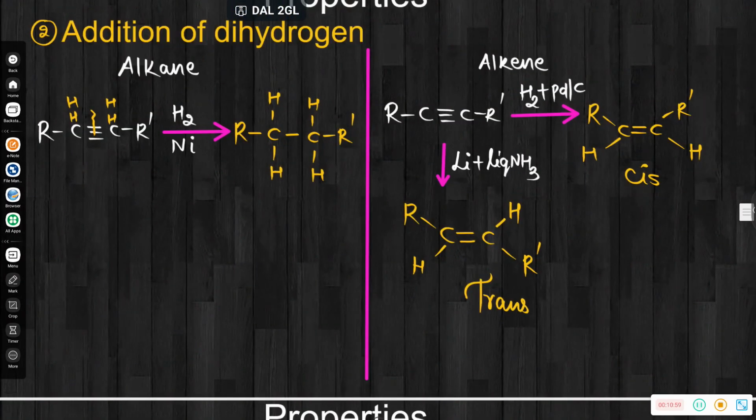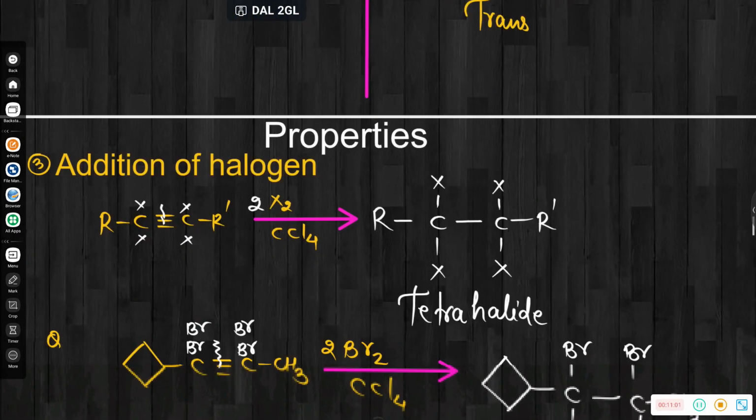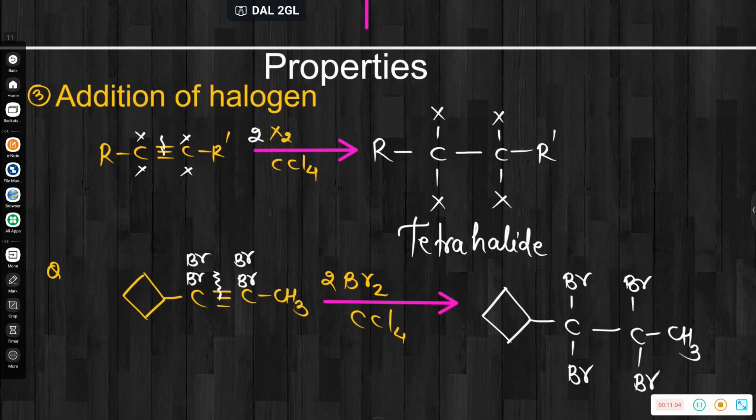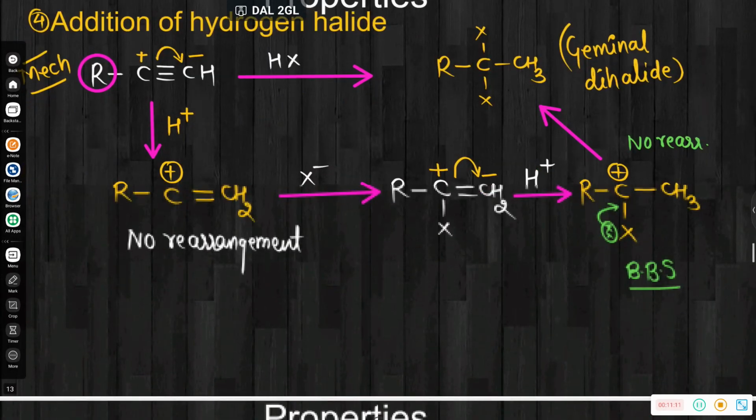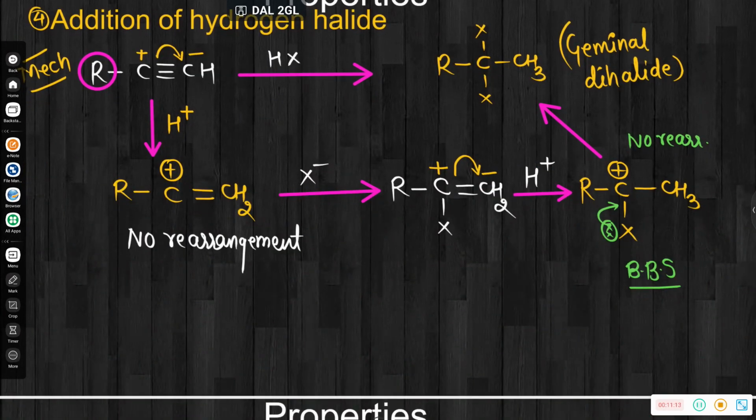Addition of hydrogen, Lindlar catalyst and all the things. Addition of halogen, you understood? All the bonds break and a tetrahalide is forming. Simple: triple bond, double bond break and Br is attached. You understood this one? Now this one is hydrogen halide. What will form here? Positive, negative. There is no rearrangement here, you should remember that. After H plus attacks, it is forming; with H minus attacking, it is formed.